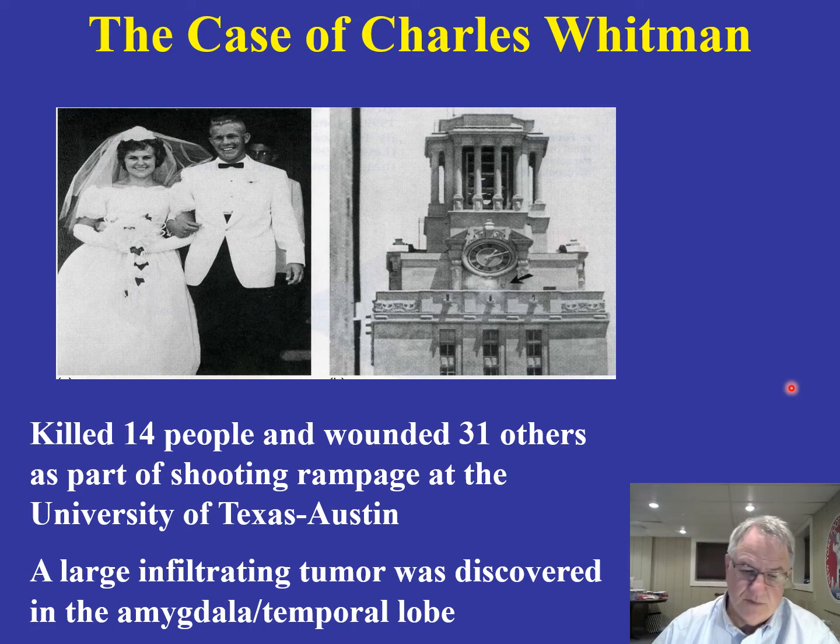And upon autopsy, it was found that he had a very large infiltrating tumor in the amygdala temporal lobe area. We don't know whether or not that tumor was responsible for his emotional outbursts and his aggressive and violent behavior. He was experiencing a lot of psychological problems, psychiatric problems at that time, which probably also contributed. But it's very interesting that this tumor did in fact impact the amygdala and temporal lobe, because we now know that this is an area that's very much involved in aggression and emotion.